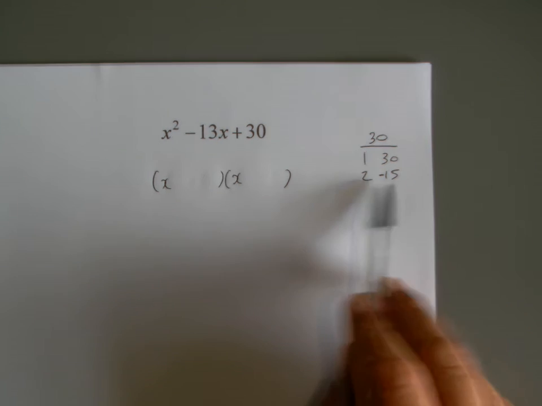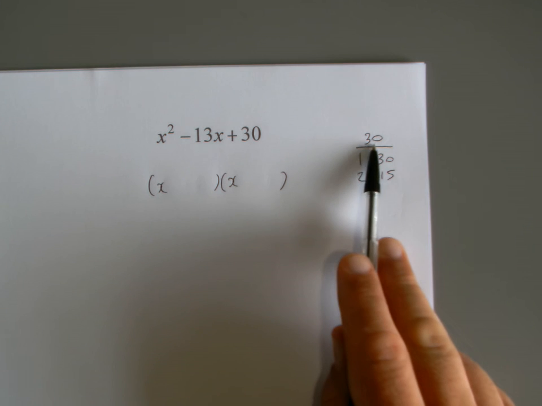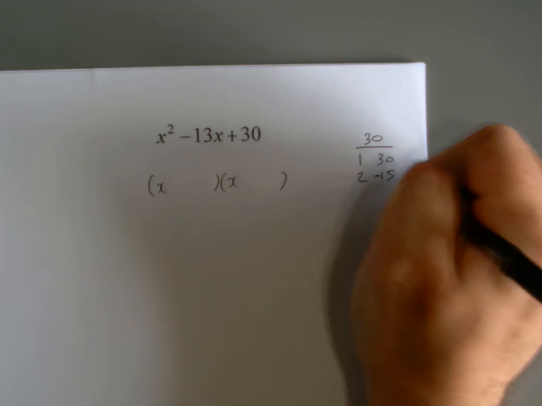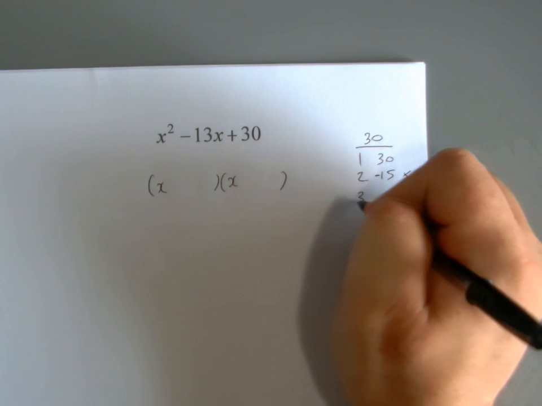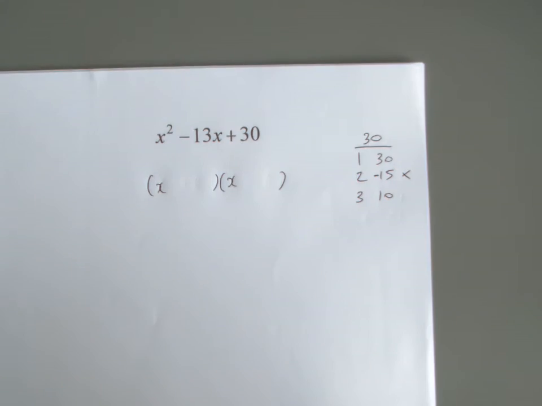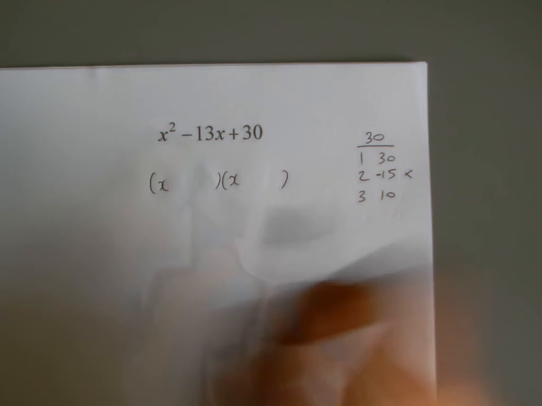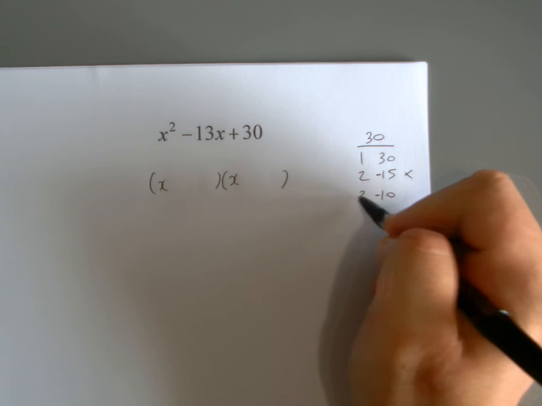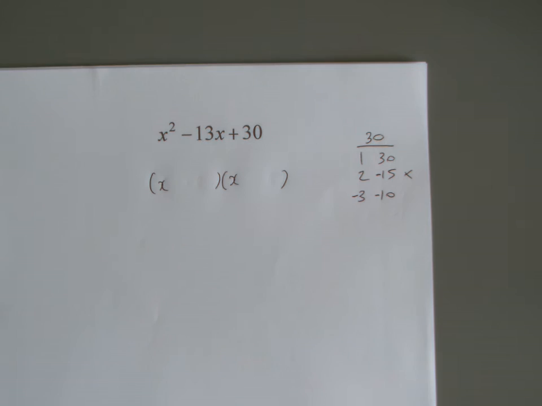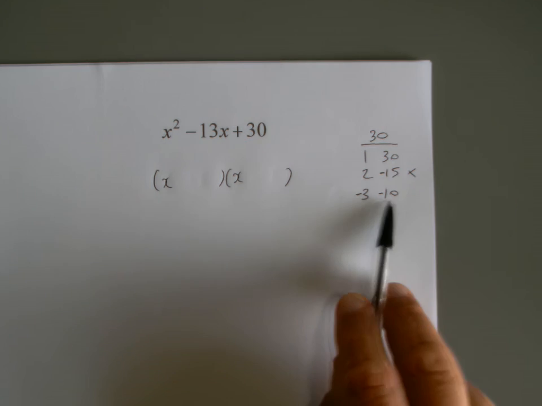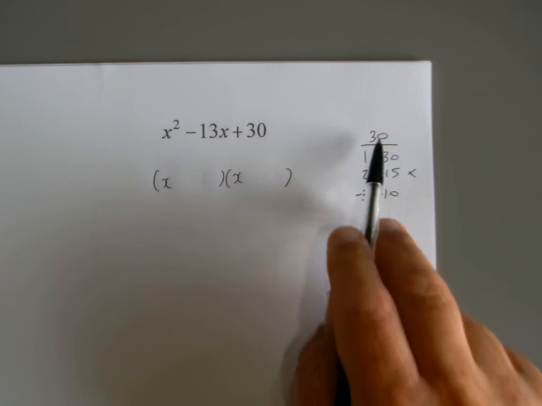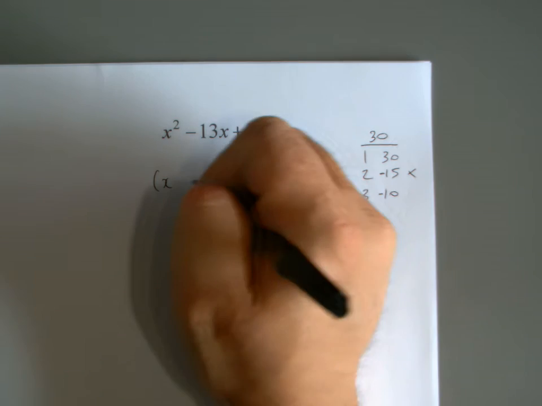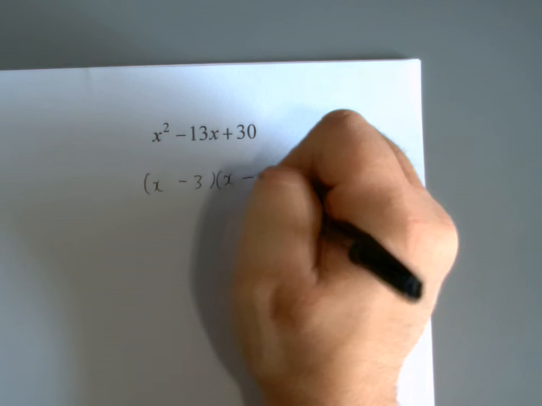The trouble is, though, when I multiply them, it doesn't give me positive 30. It gives me negative 30, so it doesn't work, so be careful there. The next pair, 3 and 10, that will work, won't it? Because to get negative 13 there, I can put a negative in front of both of them. That will give me negative 13, and when I multiply them, 2 negatives make a plus, so they multiply to give 30. So we've got that there.